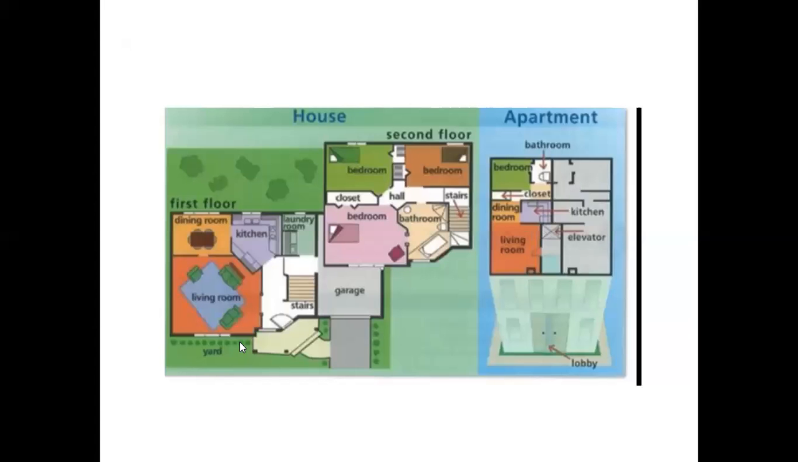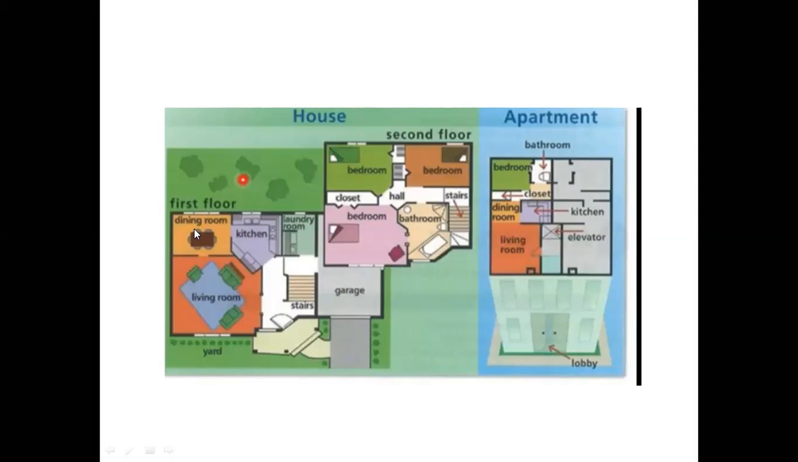So, yeah, here we have this yard, all right? These are the parts of the house. So, for example, here we have a yard. A living room. Dining room. Kitchen. A laundry room. Stairs. And a garage. Okay. All of this is on the first floor. Then some houses have a second floor, with a bedroom or bedrooms, a hall, and a bathroom. And maybe stairs.